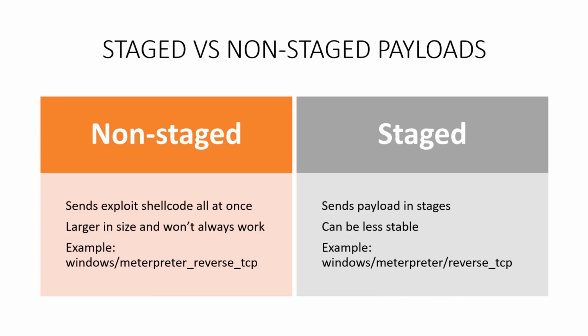It's okay if you're still a little bit confused on all of this. There are two main types of payloads that we need to pay attention to: what we call non-staged and what we call staged. A non-staged payload sends the exploit shellcode all at once, whereas a staged payload sends it in stages. The non-staged payload is larger in size and doesn't always work, whereas the staged payload can actually be less stable. So each has its con.